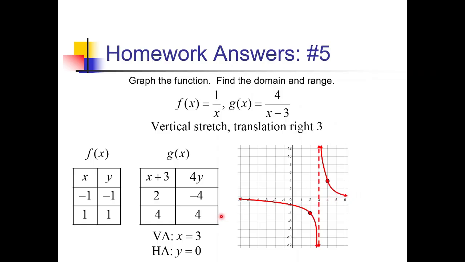For the domain, since we shifted our vertical asymptote over to 3, we have x not equal to 3 for that domain. The range, since we didn't move the horizontal asymptote at all, the range is still going to be y not equal to 0.